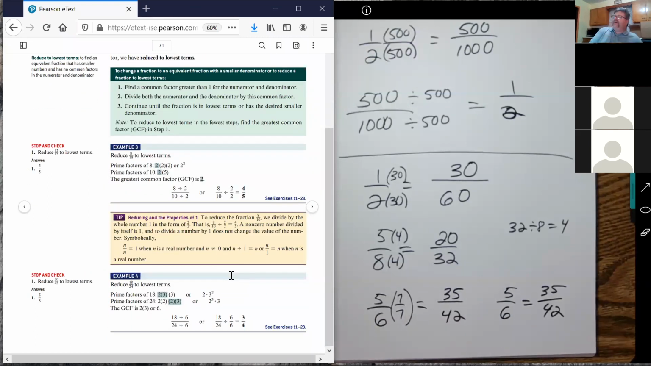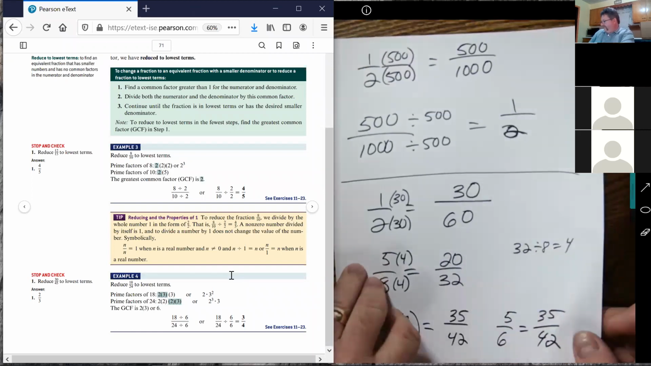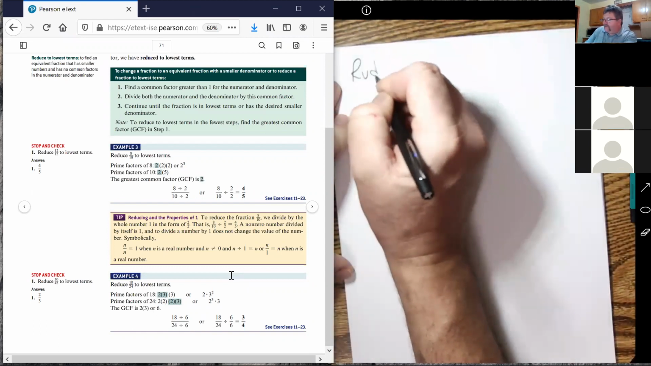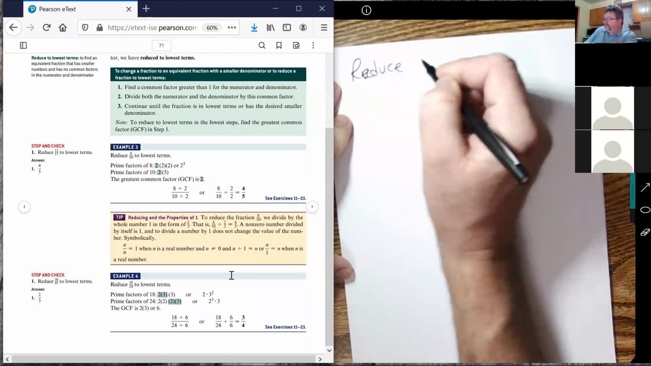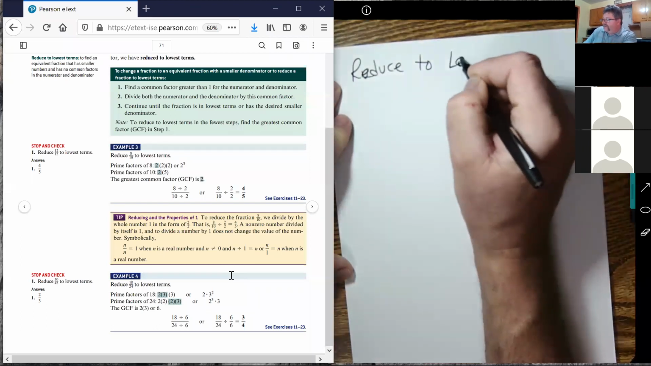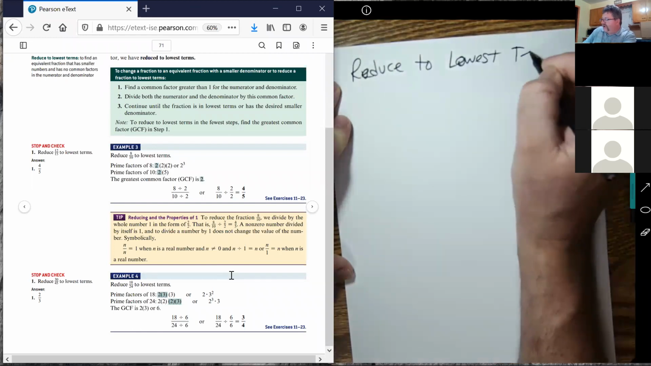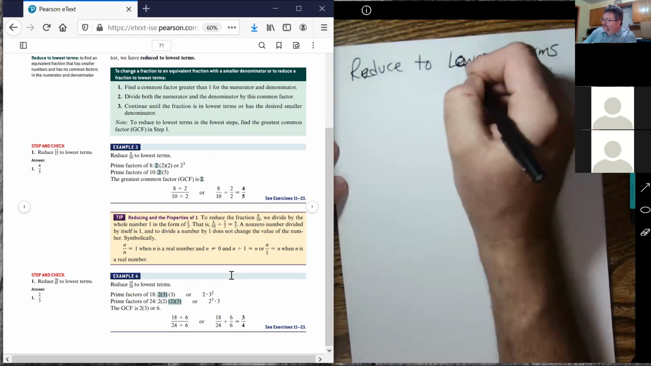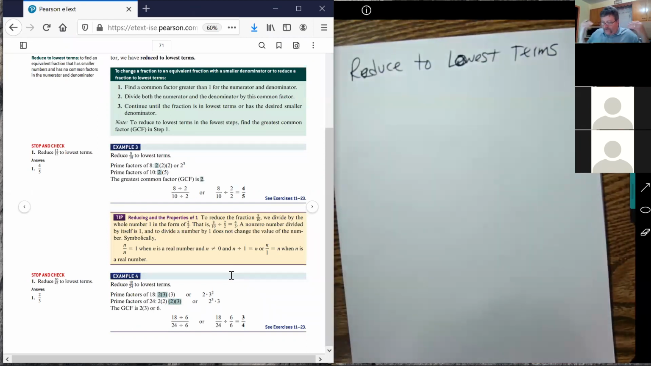A lot of times we want to go the other way, though. We got this big old fraction. We want to, what we call, reduce the fraction. Reduce to what we call lowest terms. Okay, so that means you're going to start with, I'm using the word big and small. They're the same value, but we're going to start with the unsimplified, larger, clunkier looking fraction, and we're going to make it as simple as I can get it and still be the same value.